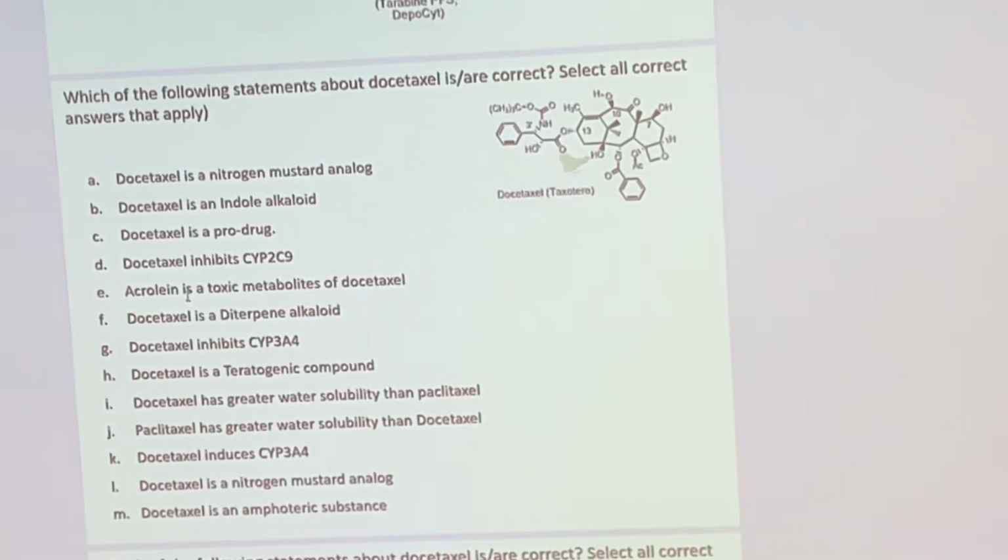Is it a nitrogen mustard? No. F. Is an indole alkaloid? No. Is a prodrug? No. Not a 2C9. Acrolein is not a toxic metabolite of docetaxel. No. It's a diterpene alkaloid. F is right. Yes. Inhibits cytochrome 3A4. That's right. Yes. And is it teratogenic? No. And greater water solubility than paclitaxel. Yes, because of this hydroxy.